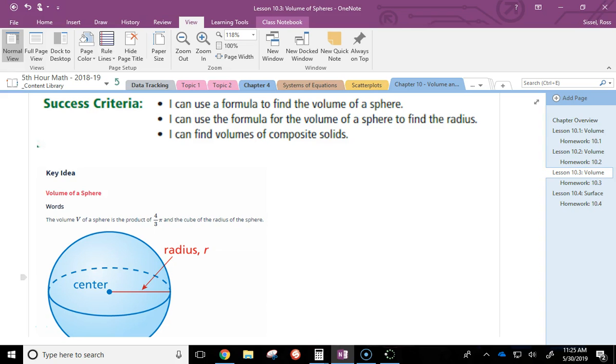Anyone remember what that formula is? What is the volume of a cylinder? Volume equals base times height. And what's the base of a cylinder? Pi times radius squared. Okay, so a cylinder is volume equals pi times radius squared times height.